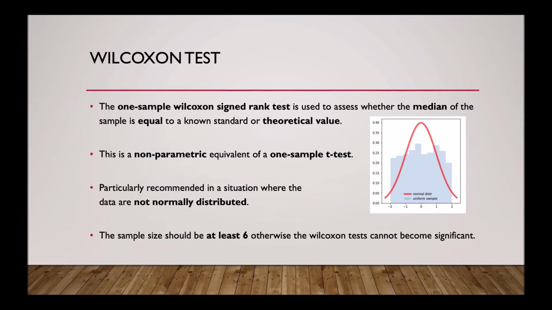This is a non-parametric equivalent of a one-sample t-test, so it's particularly recommended in a situation where the data are not normally distributed. And this means that the data does not fall into a bell-shaped curve, as demonstrated by the graph on the right. When doing a Wilcoxon test, the sample size should be at least 6, otherwise it may struggle to become significant.